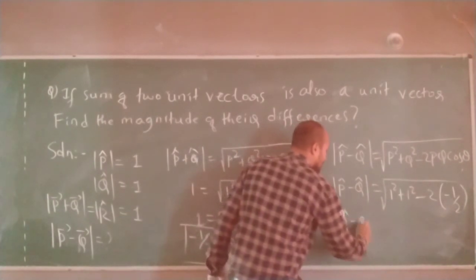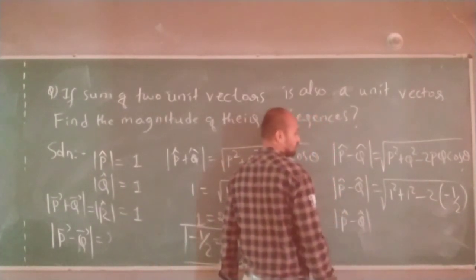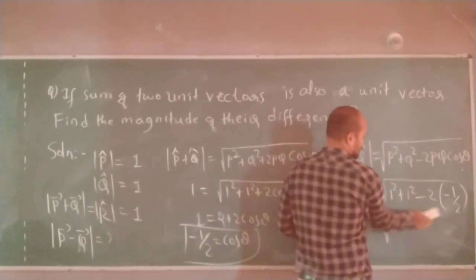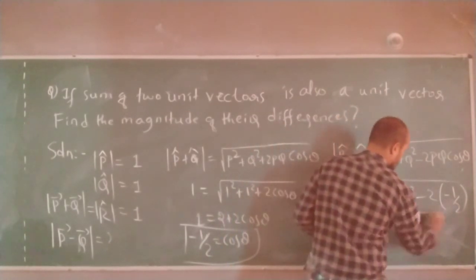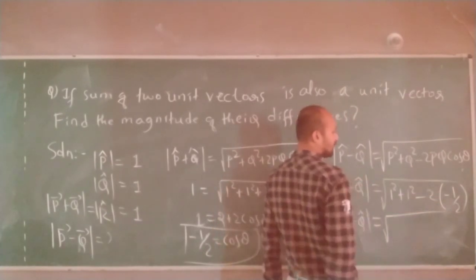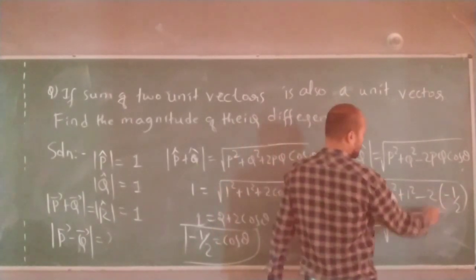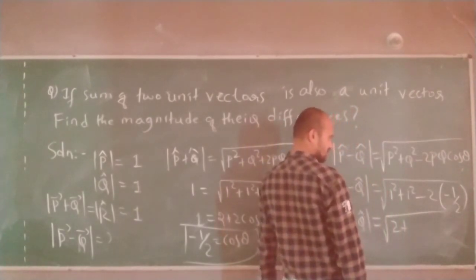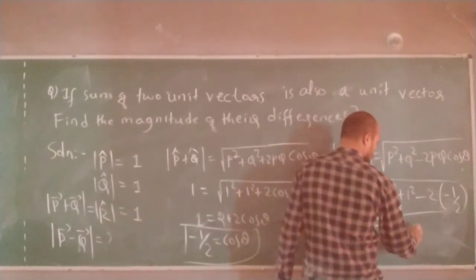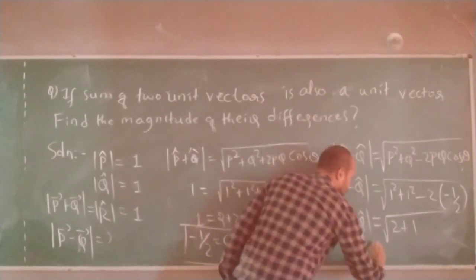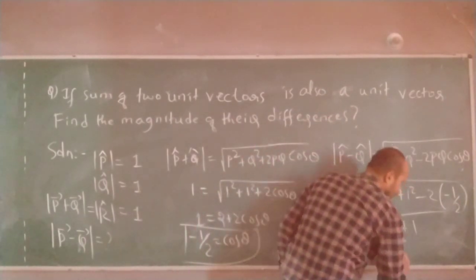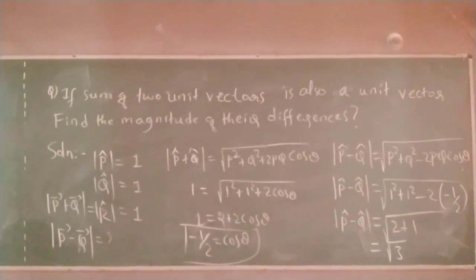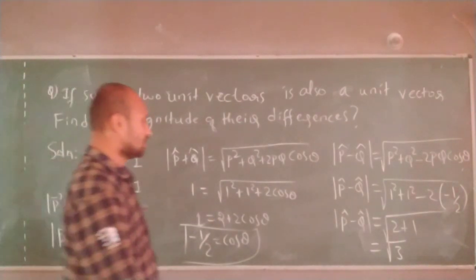So the magnitude of the difference of the unit vectors will be how much? 1 square plus 1 square minus 2 into minus 1 by 2, this will become plus. So this is 2 plus 1. So this value will be equal to how much? Root 3 units. That is the answer.